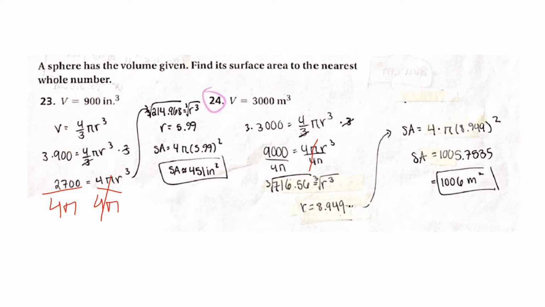716.56 approximately. Take the cubed root to get r cubed by itself to get it to be just r. I found r was approximately 8.949, and again, that's an approximation. Plug it into my surface area formula now, and I got the surface area was approximately 1,005.7535, which is around 1,006 meters squared.